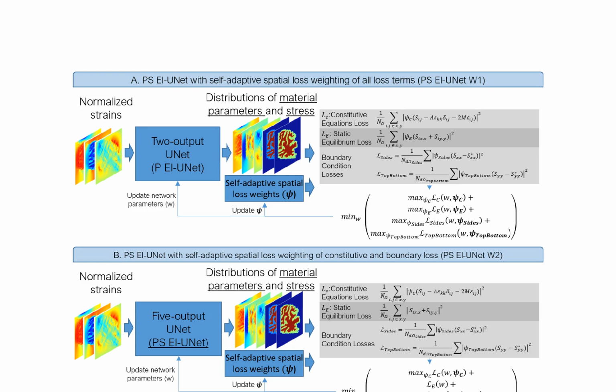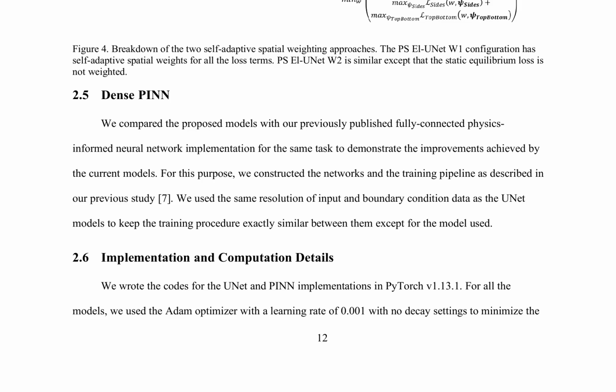By comparing these 2 variations with the non-adaptive El-UNet model under equal computational cost circumstances, the potential accuracy gain can be assessed. A dense PINN implementation was also compared to demonstrate the improvements achieved by the proposed models. This comparison involved constructing networks and training pipelines as described in a previous study, using the same resolution of input and boundary condition data as the UNet models.